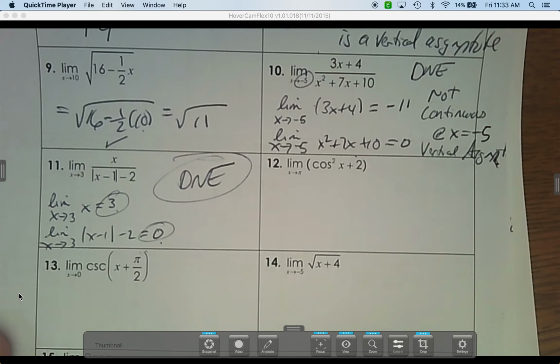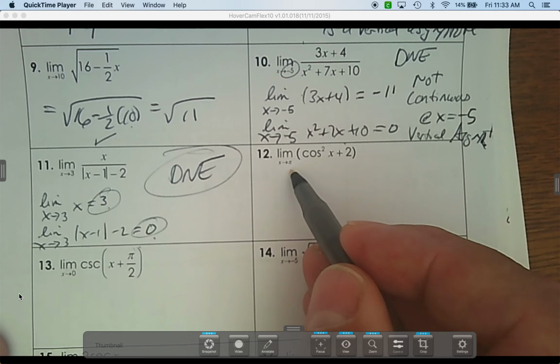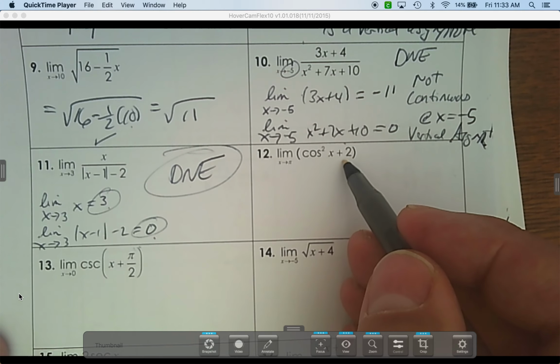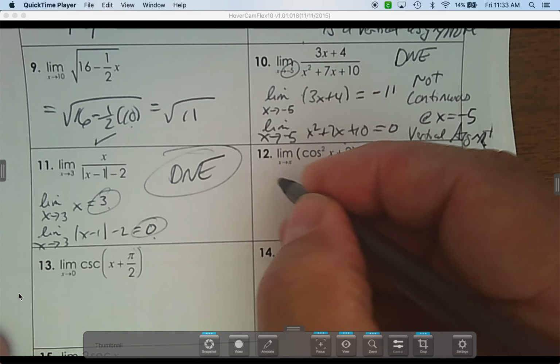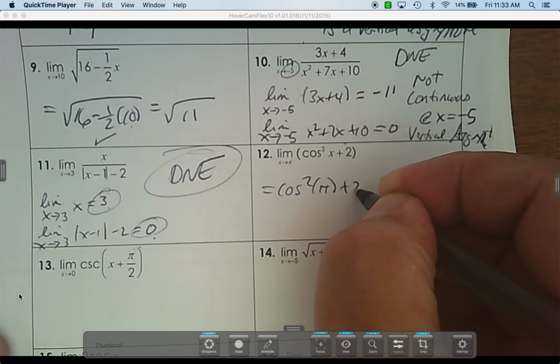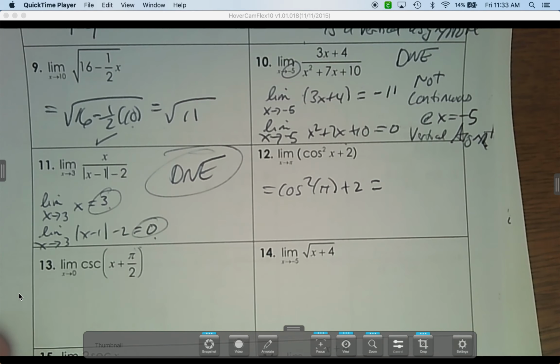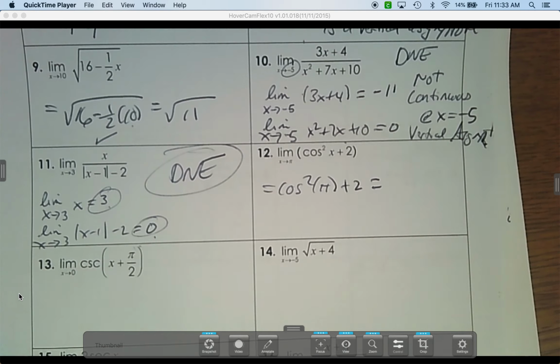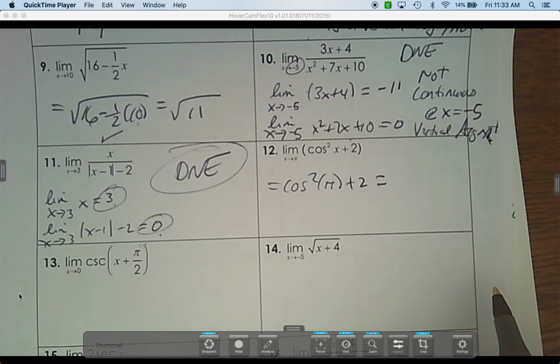12. The limit as x approaches pi of cosine squared x plus 2. Does this exist? Yes. Cosine and sine are continuous functions. They're just a wave that goes forever with no breaks, no jumps, no asymptotes. So the limit exists all through the curve.